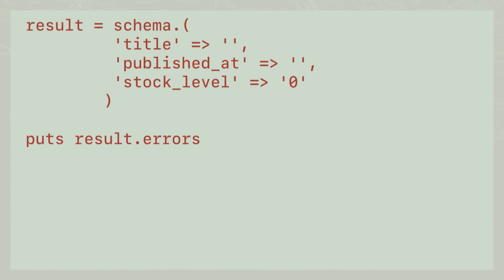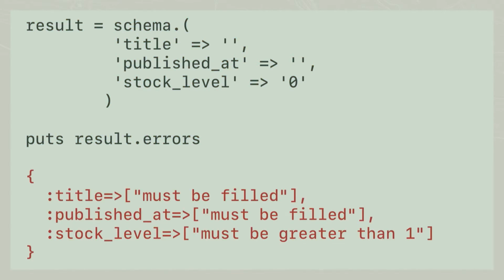If we call our schema with invalid input, we get appropriate error messages back. And this makes dealing with form input really easy. Dry validation is enormously powerful, and you have the option to define your own error messages and your own predicates as you need them.